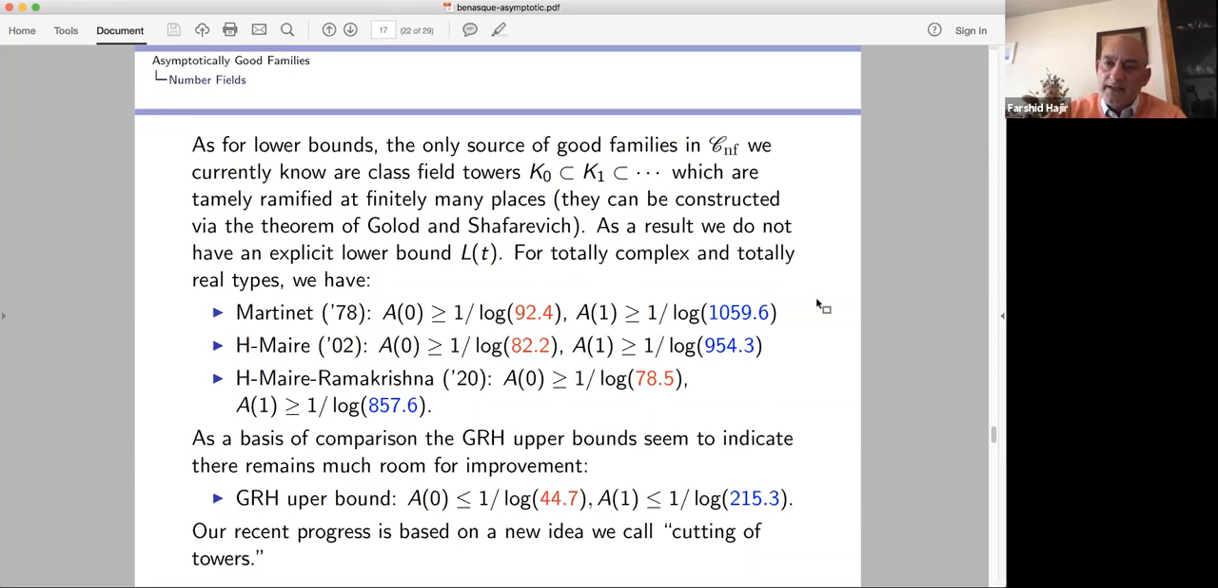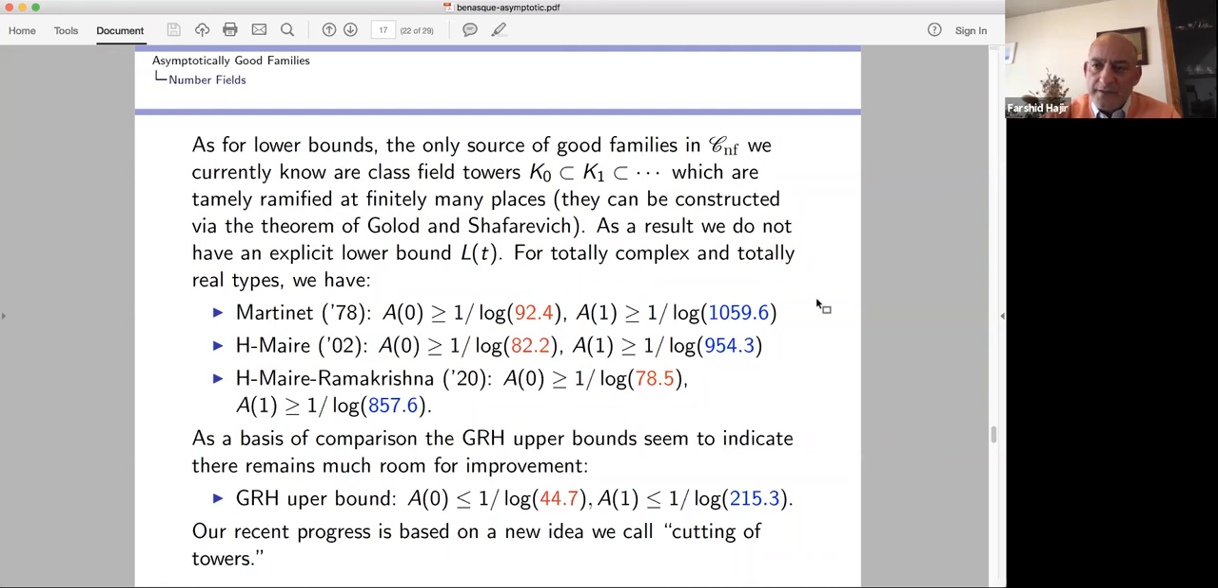And so you get an infinite sequence of number fields with exactly the same root discriminant. And the root discriminant there is 92.368, something like that. And that's for totally complex, all of them are totally complex. For totally real fields, he had to work a little harder, and the root discriminant was around 1060, 1059.6 is what I have.